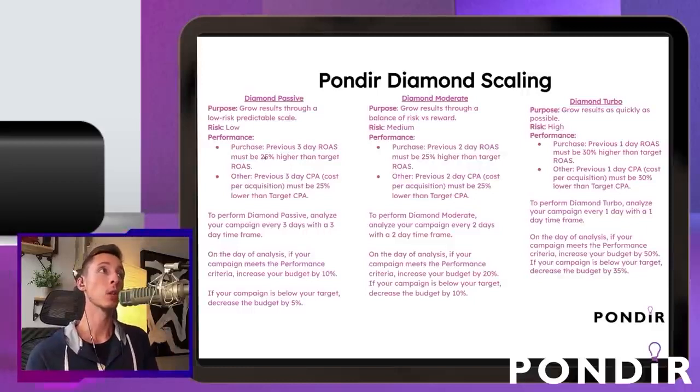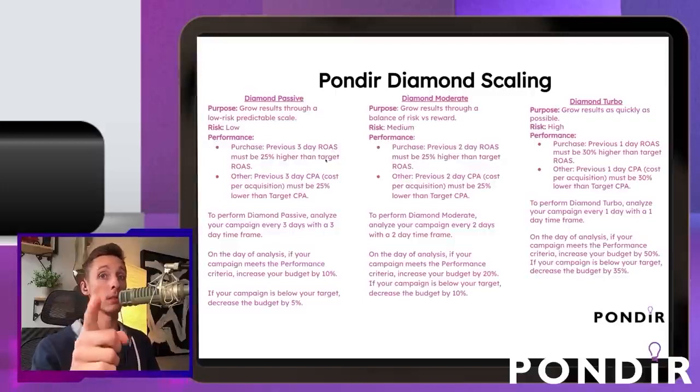When it comes to the rules, if you're running for purchase, we look at the previous 3-day return on ad spend. And if it's 25% higher than our target ROAS, remember, you checked your numbers already, so you know your target ROAS, we simply increase the budget by 10%. If it's below, we decrease by 5%. The same for leads. This other one is the rule for leads. We just put in our target cost per acquisition in terms of a lead or whatever the result might be.